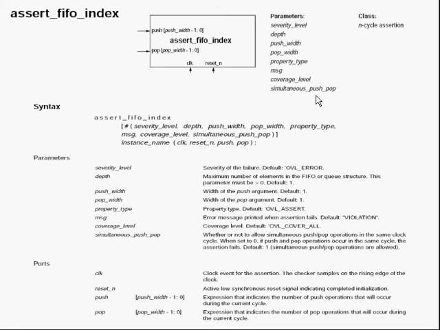Next we are going to see assert even parity. This comes under the class of single cycle assertion. What are the different parameters in this? Severity level, property type, message, coverage level. The extra thing is only the new parameter width. We know that width indicates the width of the test expression. By default it has the value of 1.